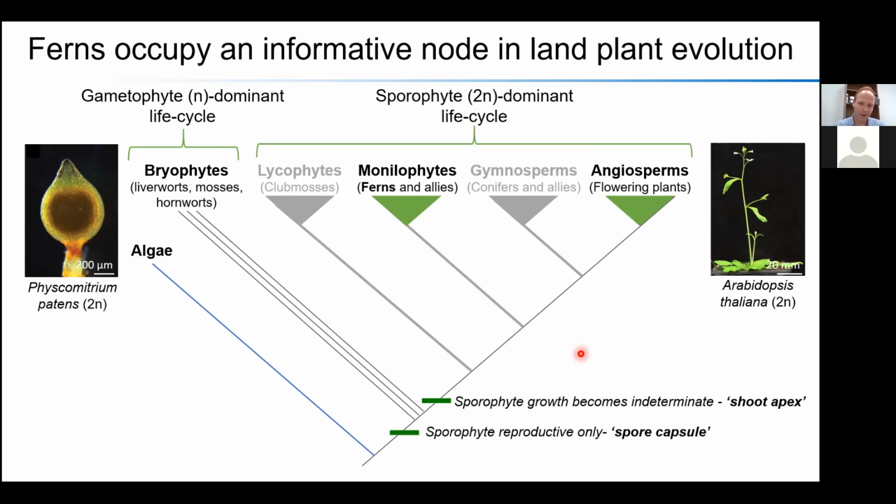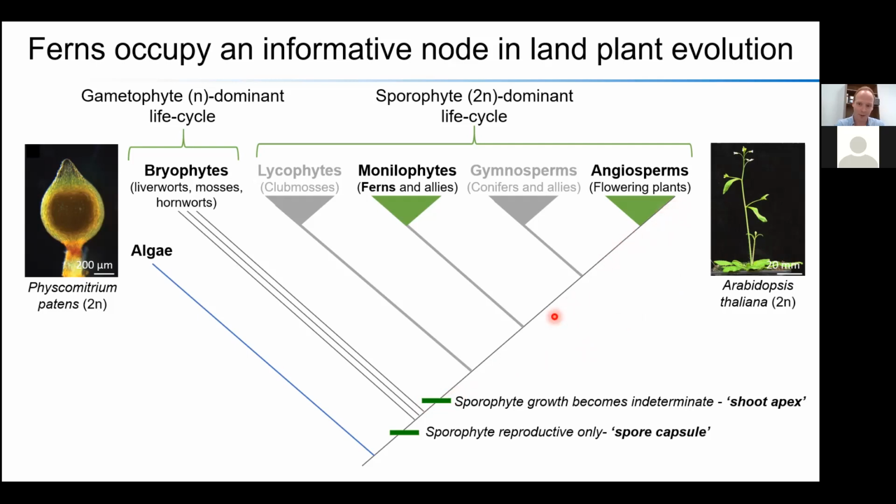So what we think happened at the base of the vascular plants is that the diploid stage of the life cycle developed the ability to acquire indeterminate growth. And this is the evolutionary origin of the plant shoot. So you might think, well, we've already got plant shoots in the flowering plants. We can use those to understand them. We don't need anything else.